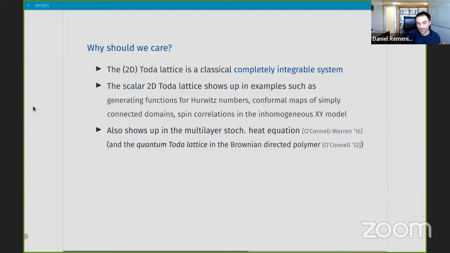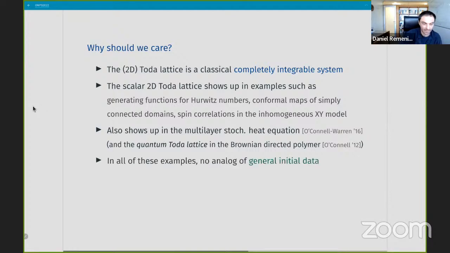And in KPZ, it had actually also shown up already in something known as the multilayer stochastic heat equation. This is a paper of Neil O'Connell and John Warren. They, in a setting which is in the same world of KPZ models. I haven't really spoken about KPZ, but in the same world, it had shown up for the multilayer stochastic heat equation, but in a very different way. And there's the quantum version of the Toda lattice, which also shows up in the Brownian directed polymer.